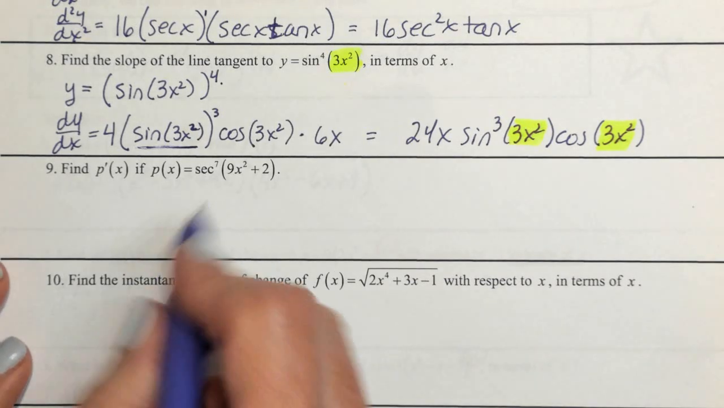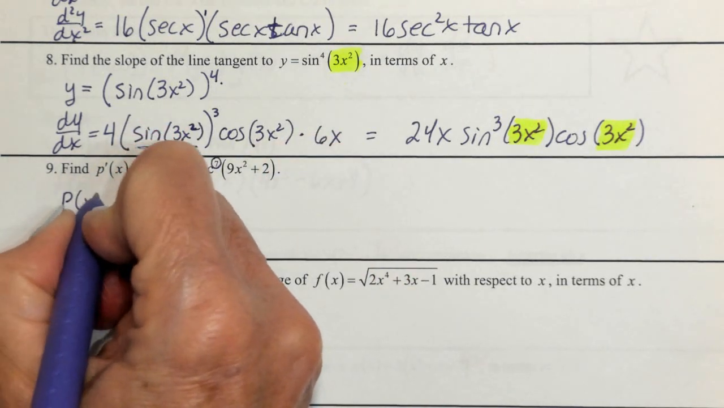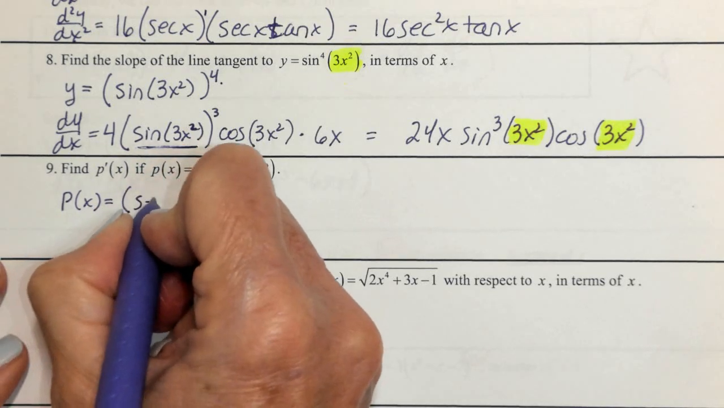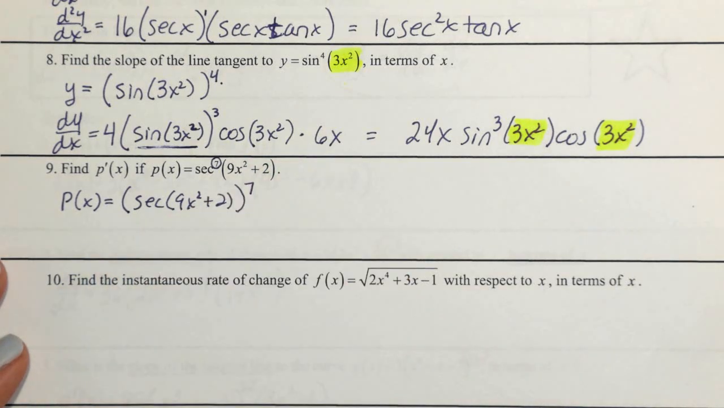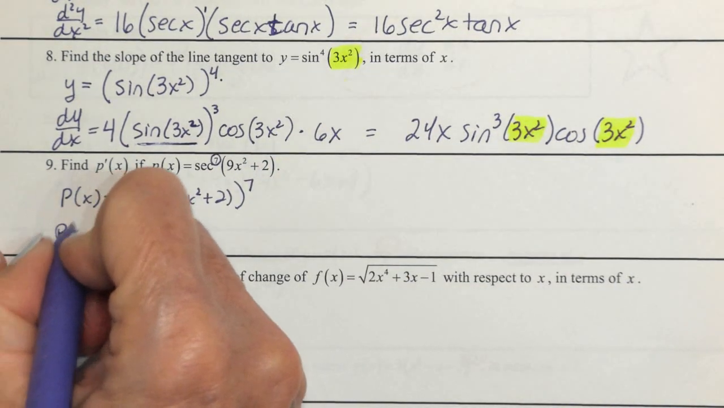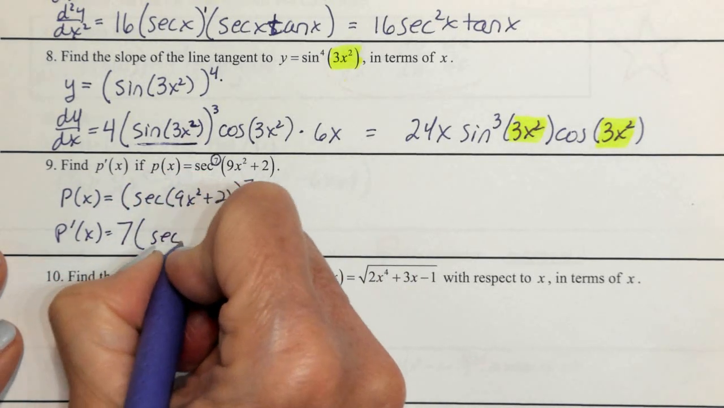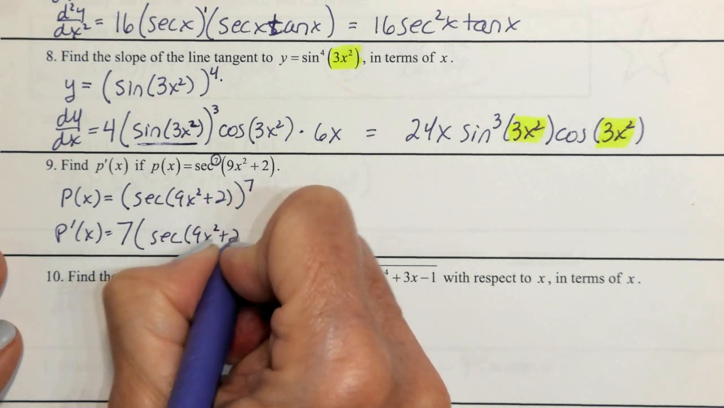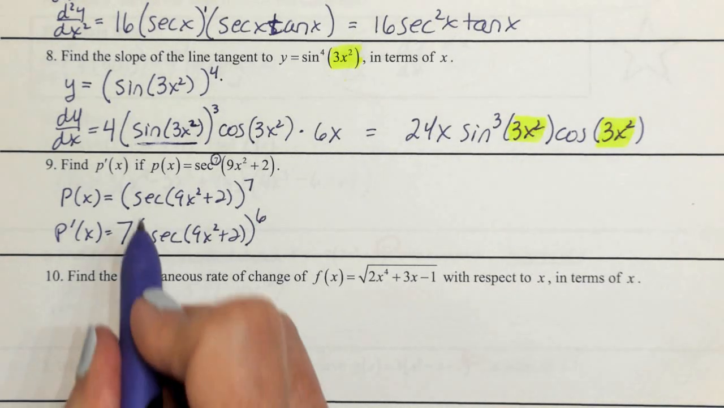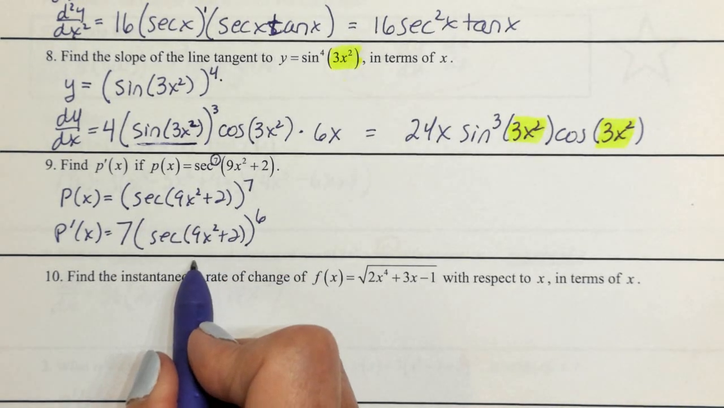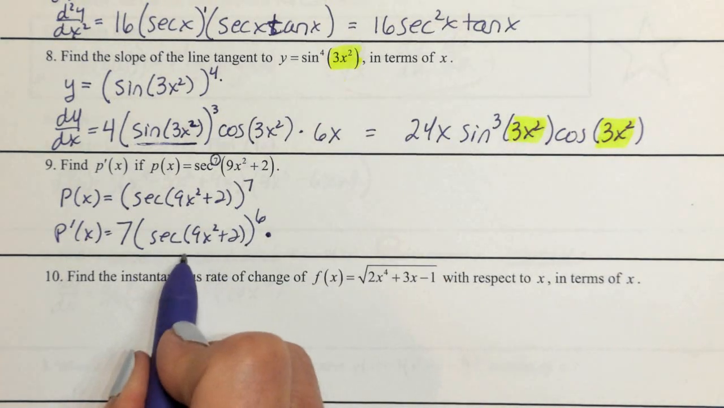Okay, let's do another one like that. I see a power. As soon as I see a power, I rewrite the original function. No derivative yet. Just rewrite it. Big power outside. Now P prime. Power rule, so 7 secant 9x squared plus 2. Reduce your power. What's inside the parentheses stays inside the parentheses. Now I'm multiplying by the derivative of what's inside of the parentheses.